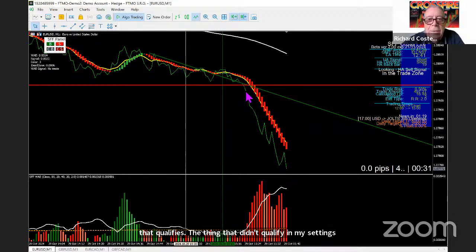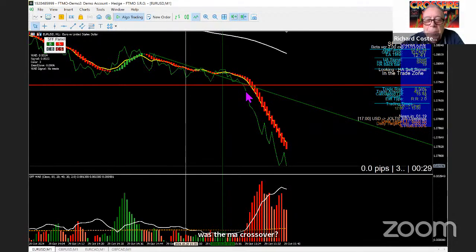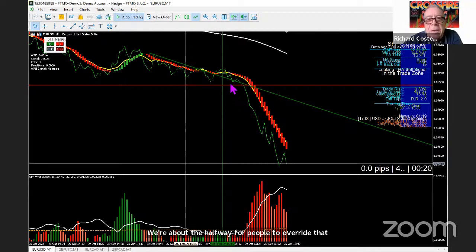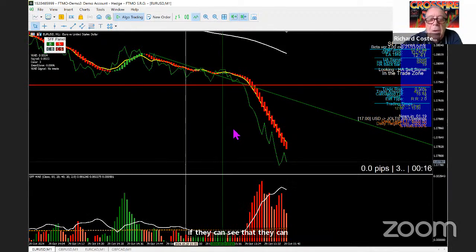I'm happy for, particularly people who've been doing it for a while, I'm perfectly happy for people to override that MA crossover if they can see that price is definitely, well, if everything else is telling them that price is going downwards.